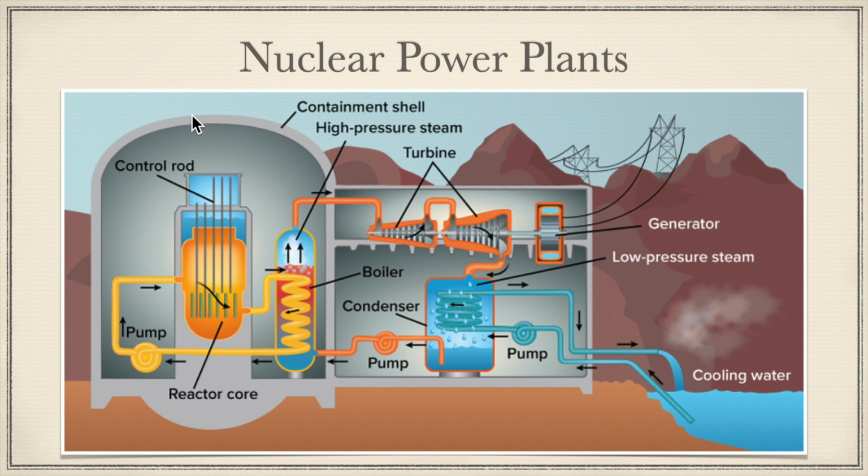This is all contained inside a containment shell. And you have these control rods, which are lowered into or taken out of the reaction material here, the radioactive material, and either slow down or speed up the reaction. So this is the basics of how a nuclear power plant works. But in the end, really, you're using the nuclear material to heat water to make steam to drive a turbine.